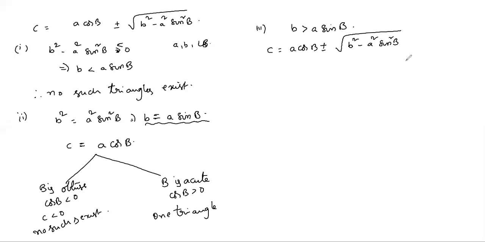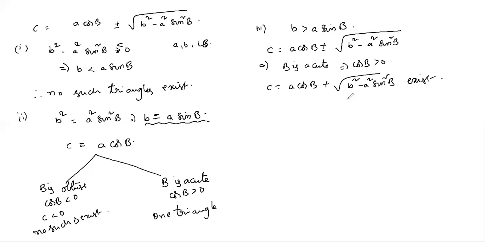Here also we will get two cases: B is acute and B is obtuse. So in this, suppose B is an acute angle. B is acute, then cos B is positive. So in that case, C equals A cos B plus root B square minus A square sin square B exists, because positive plus positive is positive. So the C value and the triangle exist.